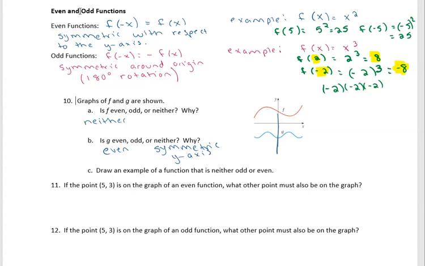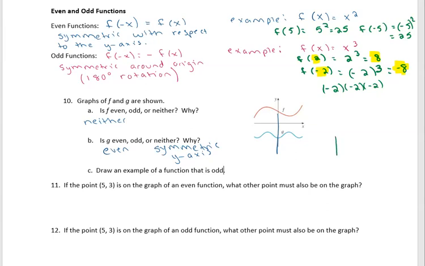So that'll work. Draw an example of a function that is neither odd nor even. Well, we already have that from function f, and we have an even, but let's see if we can draw an example of a function that is odd. Because we don't have an example of odd yet. So let's draw an example of a function that is odd. Odd means it needs to be symmetrical with respect to the origin.